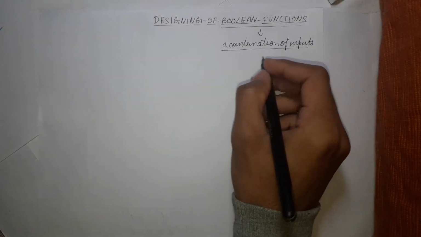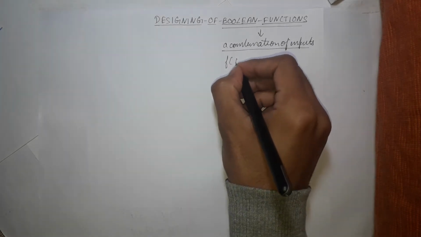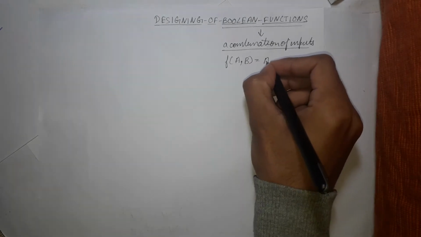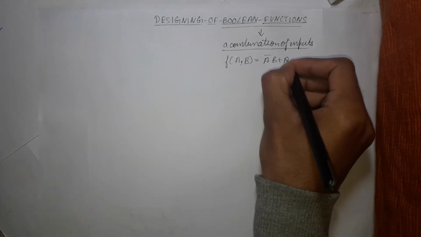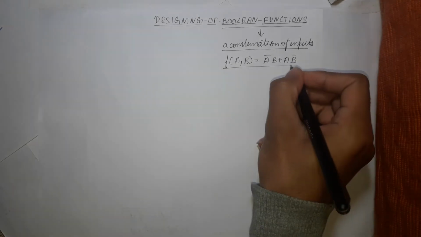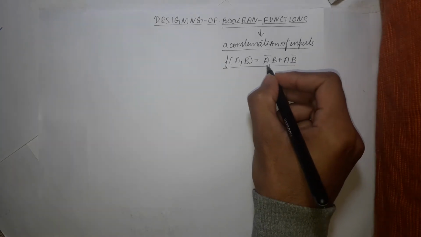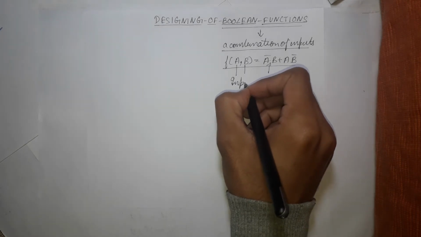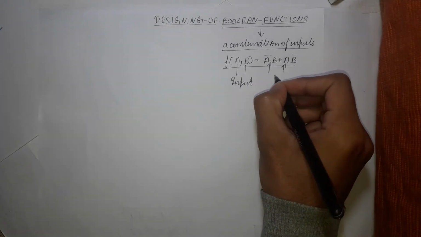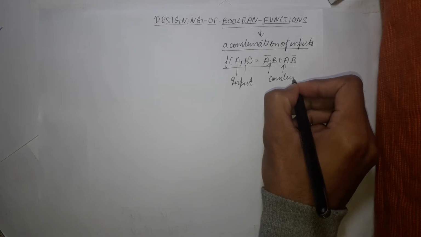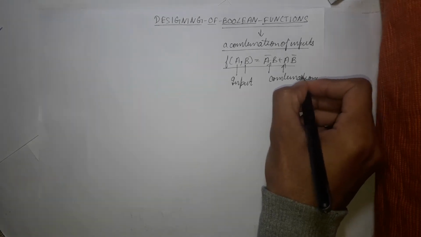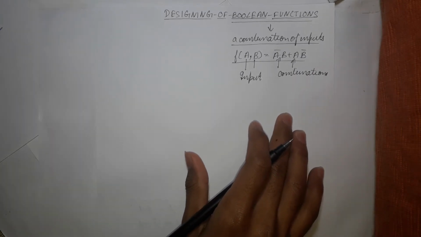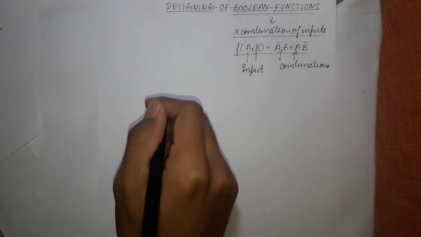For example, if I write some function f of a comma b, that is nothing but a bar b or a b bar. This is a Boolean function, right? Here a and b are our inputs, and this is the combination. Okay, now let's start with designing some basic Boolean functions.